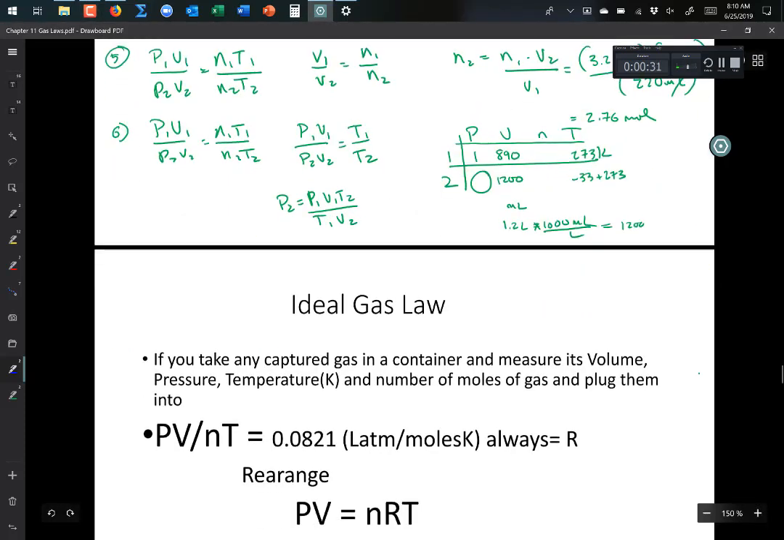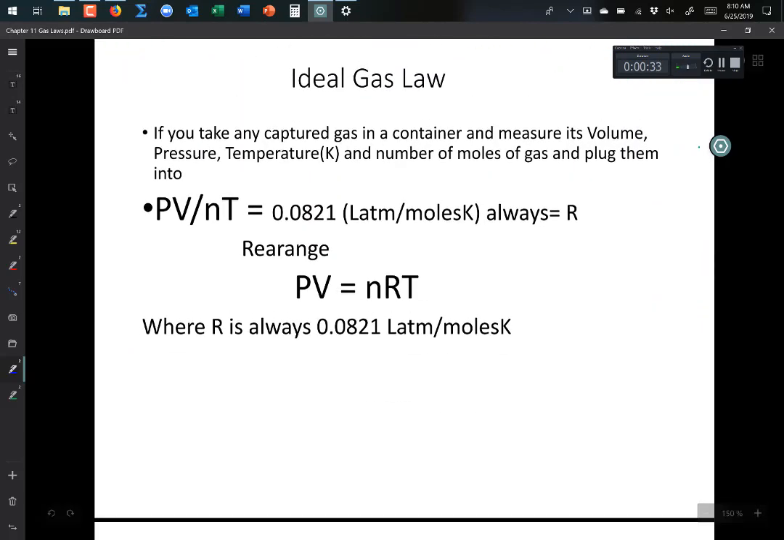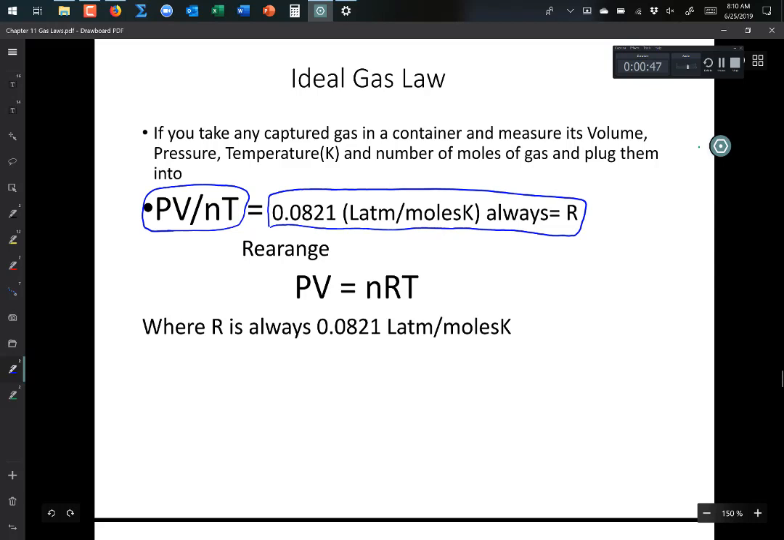We're going to deal with a different kind of problem today. It's called the ideal gas law. And in the ideal gas law, in essence, you have PV is equal to nRT. PV over nT is always equal to this value. So this constant is always the same regardless of what the gas is, what the volume is, what the pressure is, what the moles are, and what the temperature is. So it's always that constant. And so they call this the ideal gas law constant.